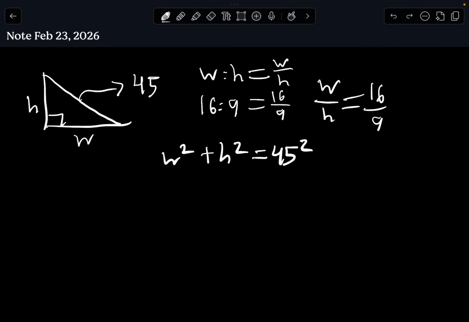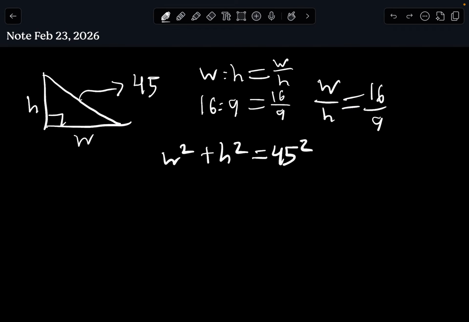Okay, so I'll be going through question 4 on the 7-1A packet. Question 4 was that we have a television with a diagonal of 45 inches, and we have to find the width and height of said triangle, but the ratio of the width and height has to be 16/9.